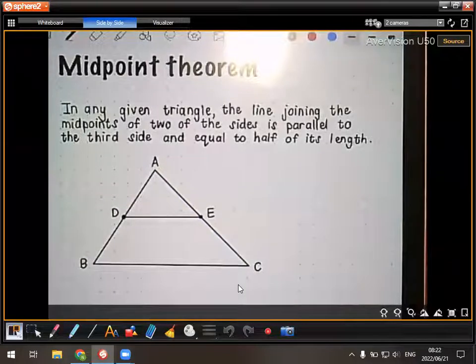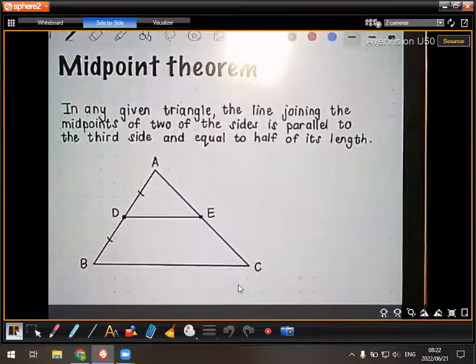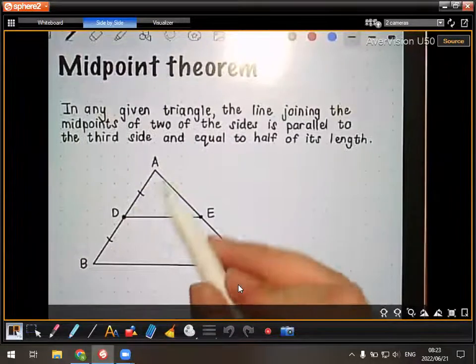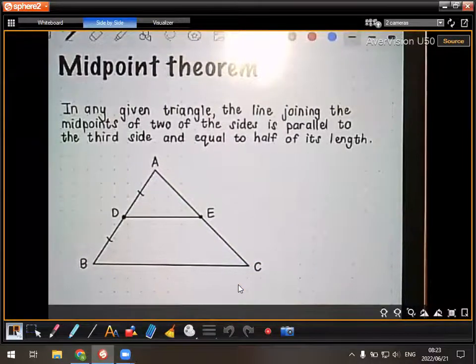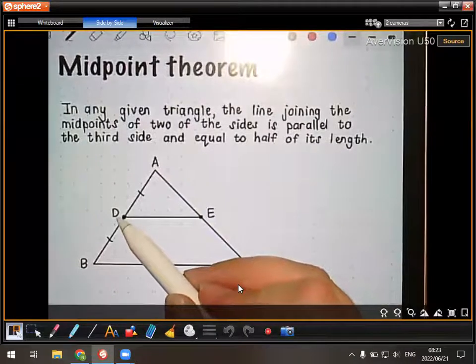Now guys, how can I indicate on a diagram that a point is a midpoint of a line? To show that D, for example, is the midpoint of AB, how can I indicate that? Yes, I can put a line there and a line there, to show that AD is equal to BD. Because if these two parts are equal to each other, then D obviously would have to be the midpoint, right?